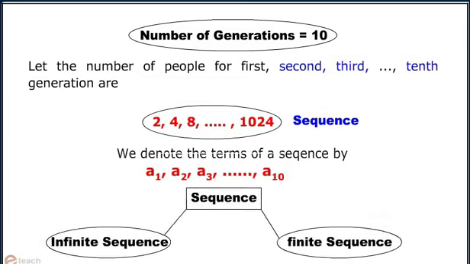Sequences can be of two types, infinite sequence and finite sequence. A finite sequence has a finite number of terms, that is, these terms can be counted. On the other hand, an infinite sequence has an infinite number of terms. The number of terms in this sequence cannot be counted.